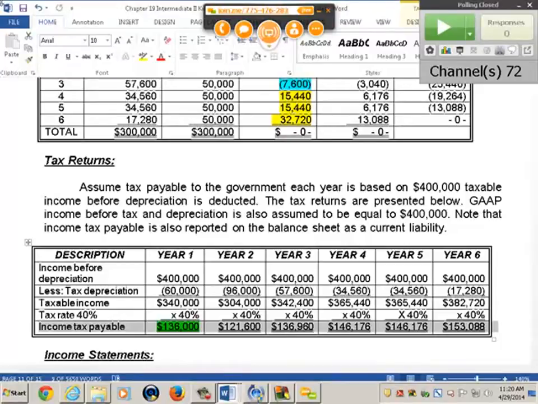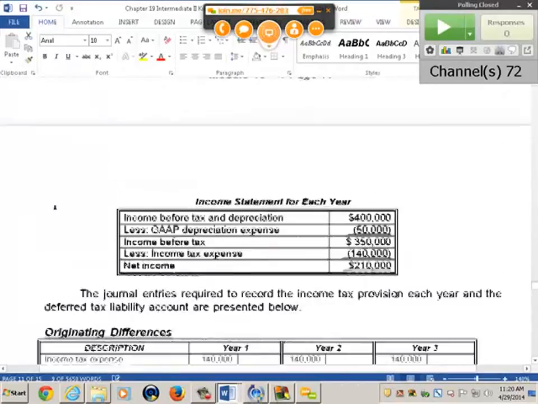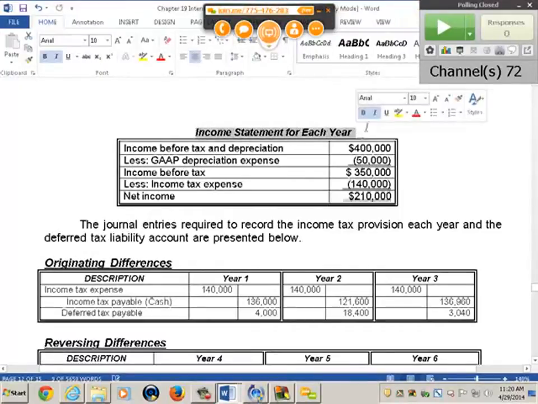In fact, let me scroll over to this for a second. If you look at the income statement for every year on page 12, you'll see that tax expense has to be constant. You have to normalize tax expense. If income before tax and depreciation is always 400,000, if depreciation's always 50,000, and if the tax rate's always 40%, you need to show a normalized or a constant tax expense. Now, how do you do that? Well, we do that through deferred tax accounting.